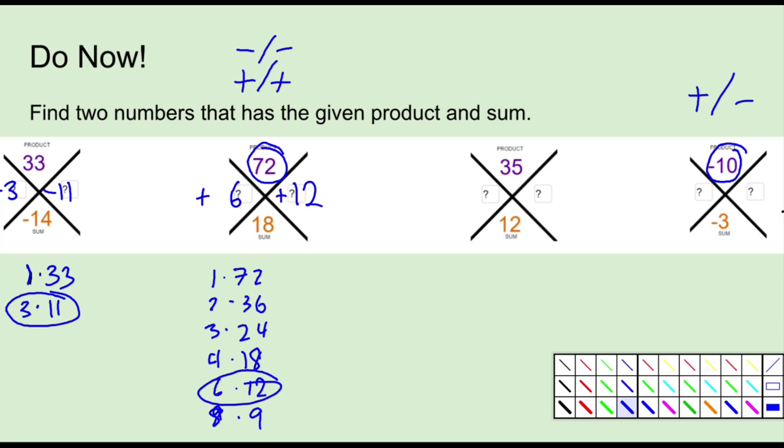35. 1 times 35. 2, no. 3, no. 4, 5. 5 times 7, and I can tell that's going to work right there. 5 and 7. And they're both going to be positive.